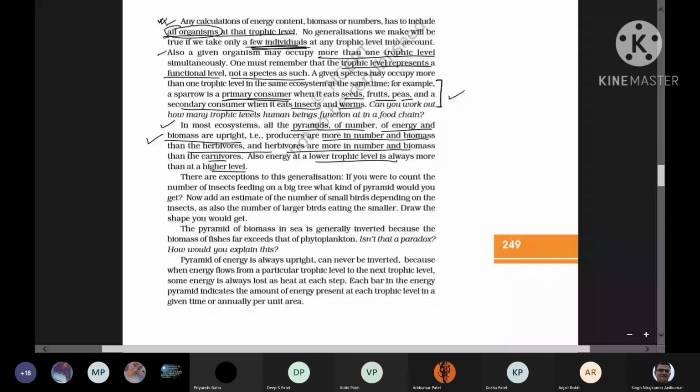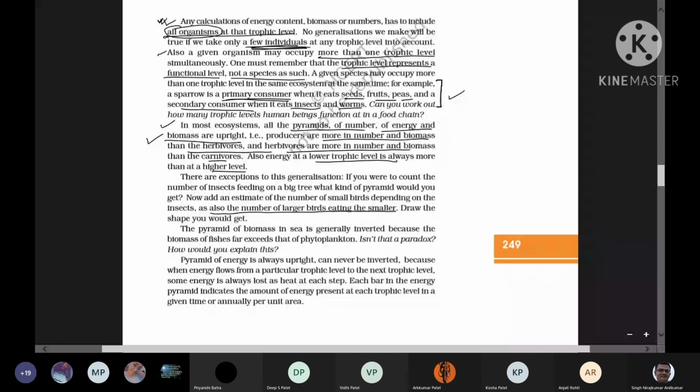So if you count the number of insects feeding on a big tree, what kind of pyramid will you get? It will be inverted, right? Now add an estimate of the number of small birds eating small insects. In this case, the pyramid of number will be inverted, right?